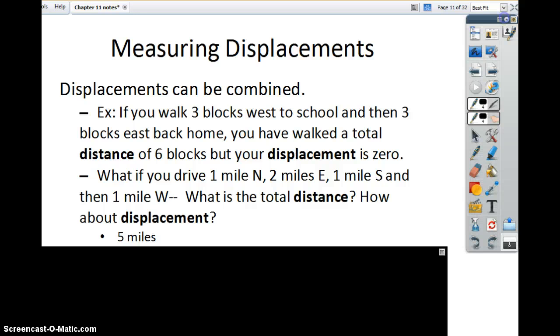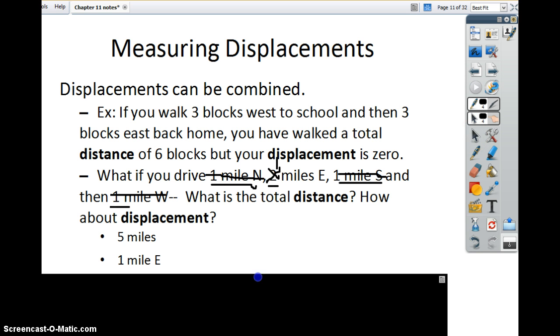So we've got 1 mile north. The opposite of north is 1 mile south. Since they're the same number, those cancel each other out. Then we've got 2 miles east and 1 mile west. Those are opposite of each other. Since this is a 2, whereas this is a 1, we're going to be left with 1 mile east, because only 1 mile will cancel out. So we will be left with 1 mile east.